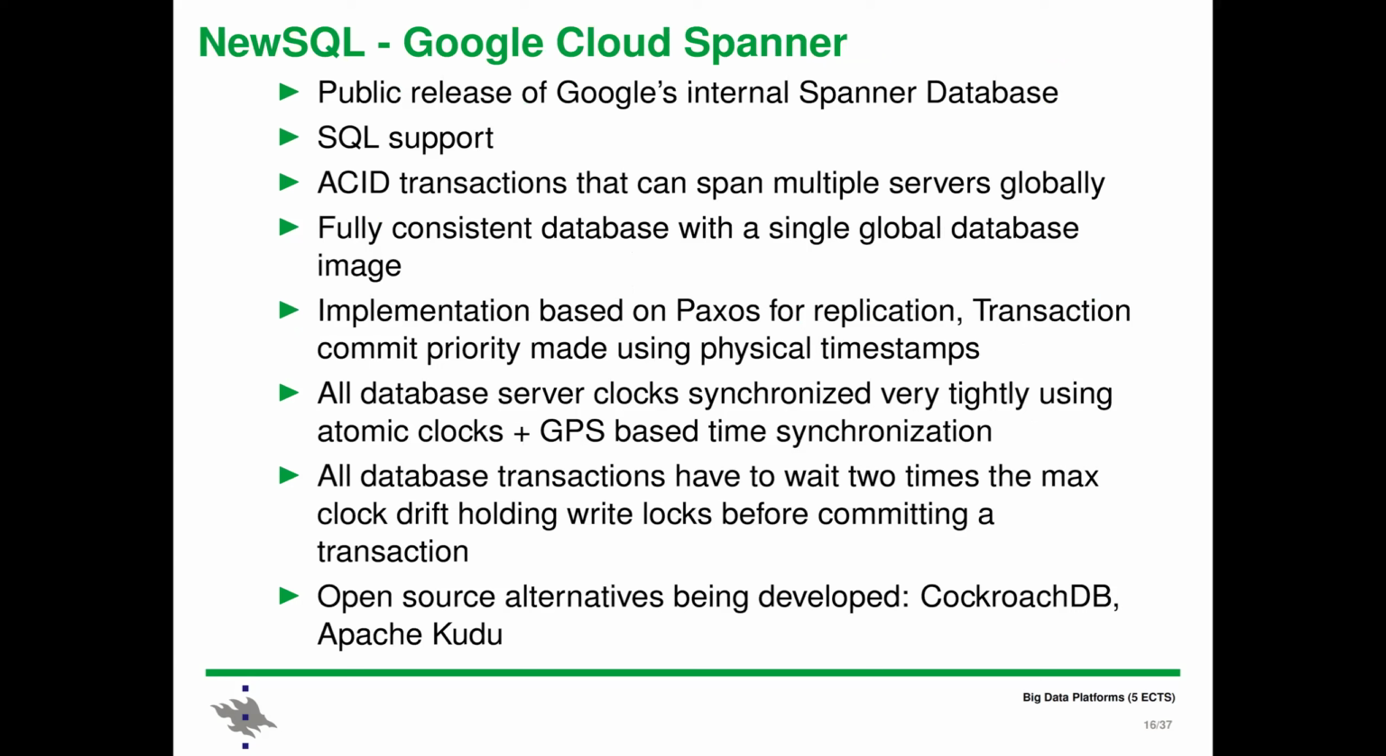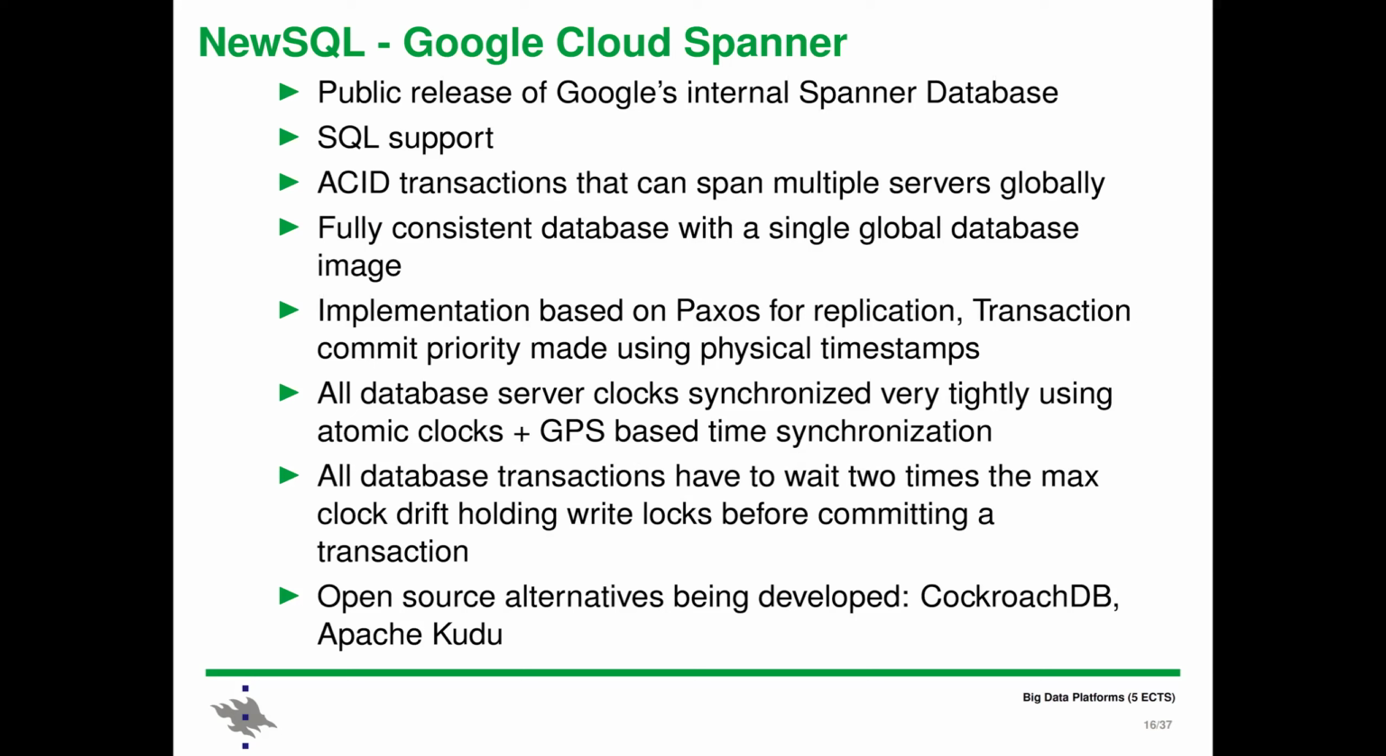Now, an interesting thing is that we're also getting some of these NoSQL systems to implement SQL features. For example, Google Cloud Spanner is a public release of Google's internal Spanner database. It has SQL support. It allows ACID transactions that can span multiple servers globally. So you can do a transaction with different servers on different continents. It is a fully consistent database with a single global database image.